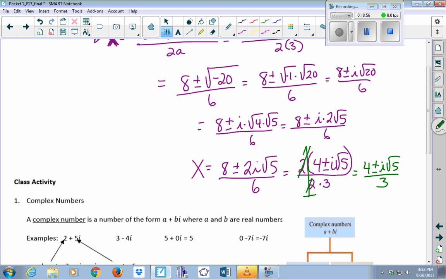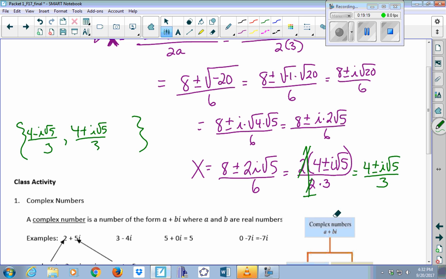So your solution set would look like this if you were to write it using your homework. The smaller number is 4 take away i square root of 5 all over 3, comma, 4 plus i square root of 5 all over 3. So that's one way you can simplify that.